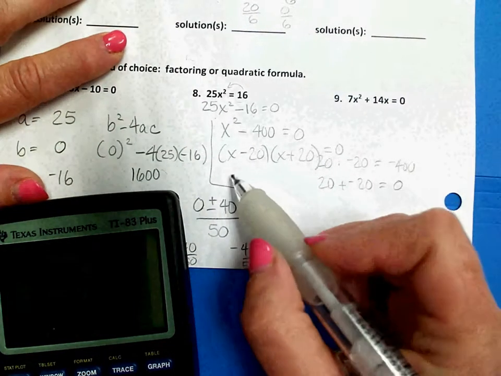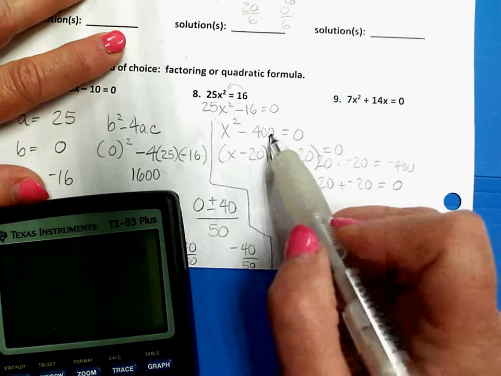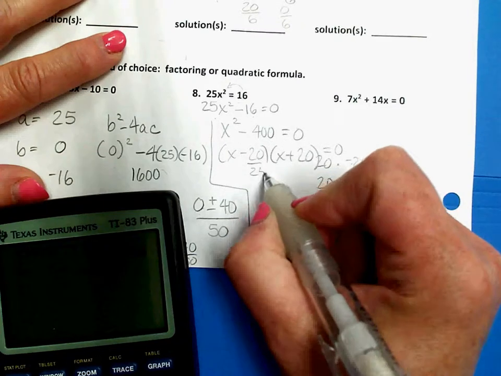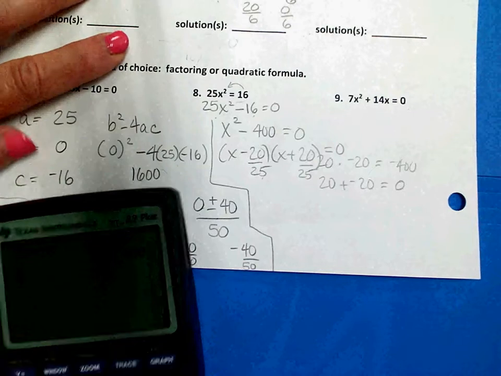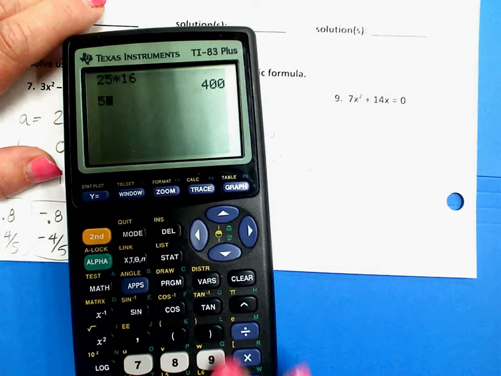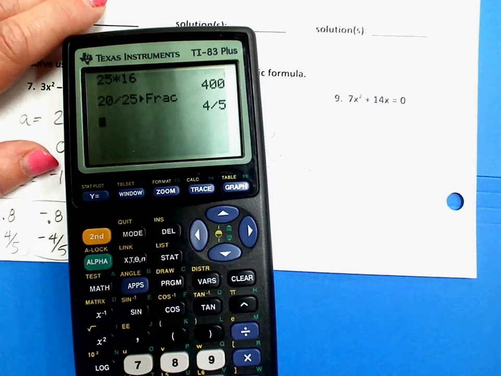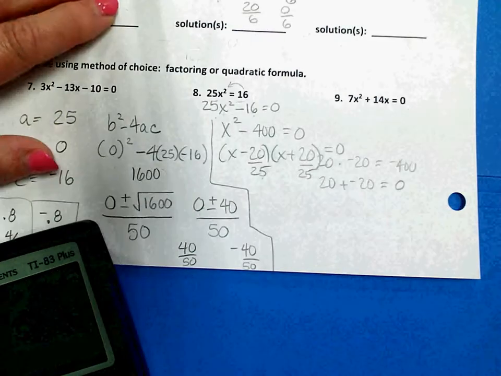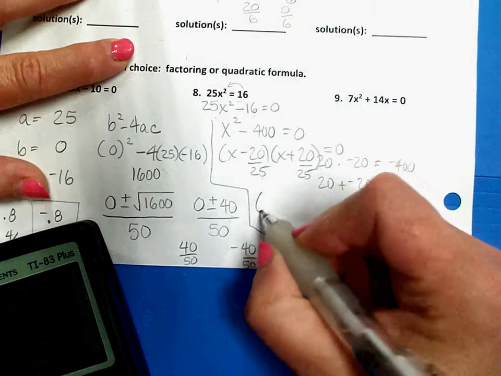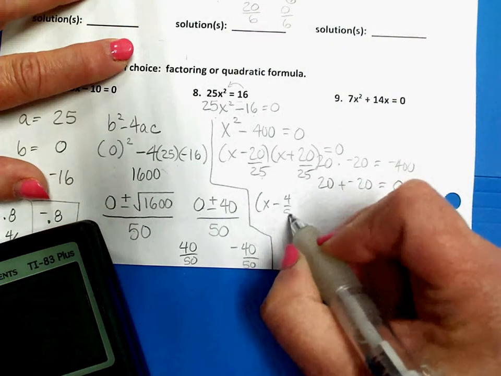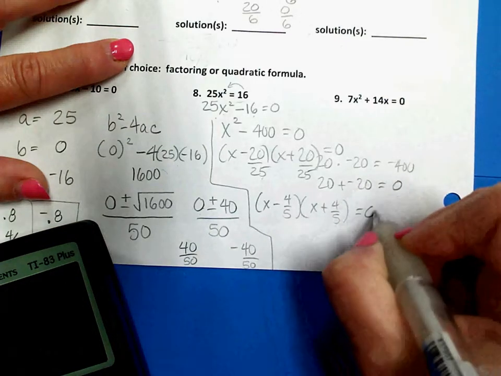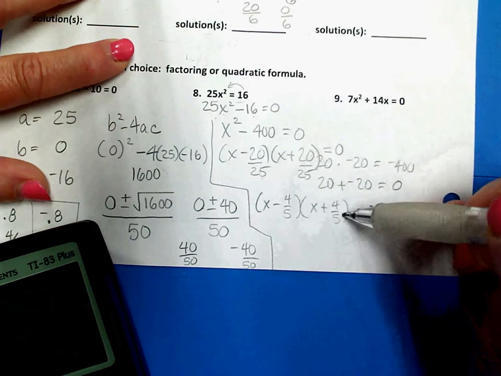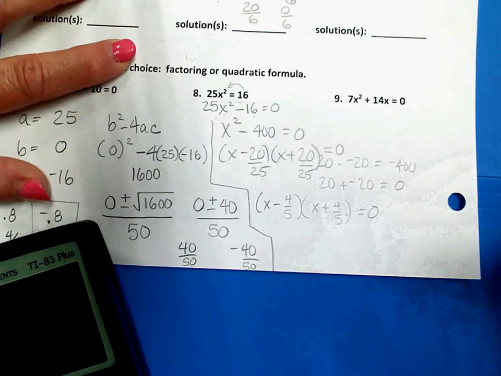Now I did take the 25 to the end number, so I'd have to put that back and then reduce these. So if you reduced 20 over 25, math, enter, it reduces to 4/5. So what you have is x minus 4/5 and x plus 4/5 equals 0. And I just knew that that was the same answer. I didn't type that one into the calculator. And now solve.